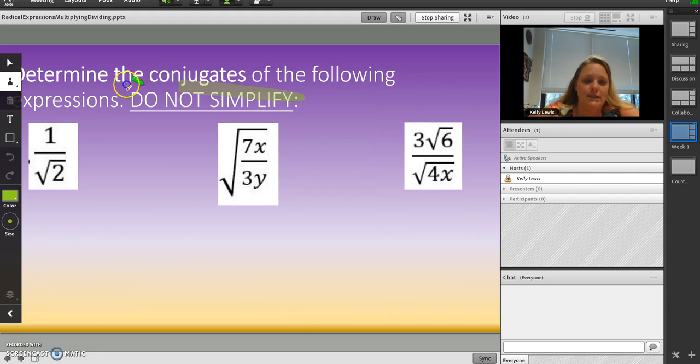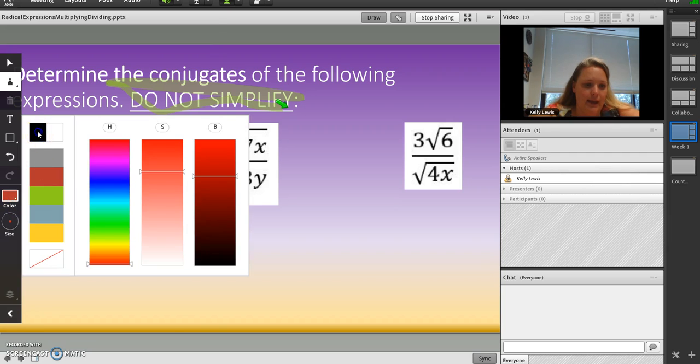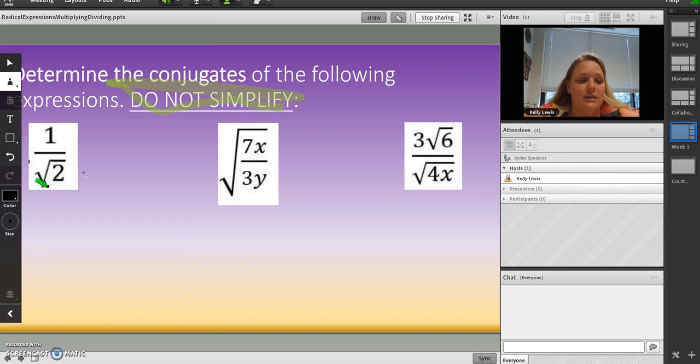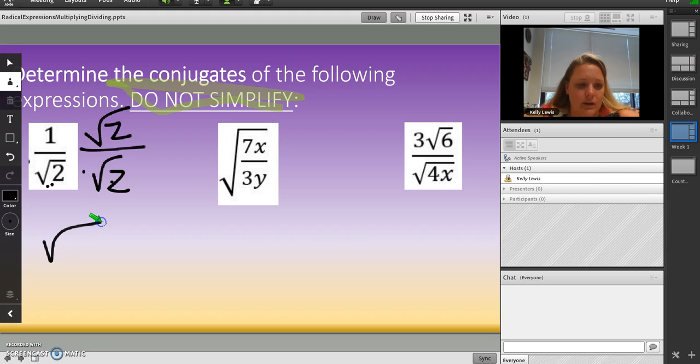All right, so right now I don't want you to simplify it. All I want you to do is figure out the conjugate. The conjugate is basically, what could I multiply the top and the bottom by so there's no more square root? Right here, to get rid of that square root, I'm going to multiply by square root of 2. I'm not going to simplify, I'm just going to tell you why I'm choosing square root of 2. Square root of 2 times square root of 2 is square root of 4, which is 2. So it gets rid of that square root.